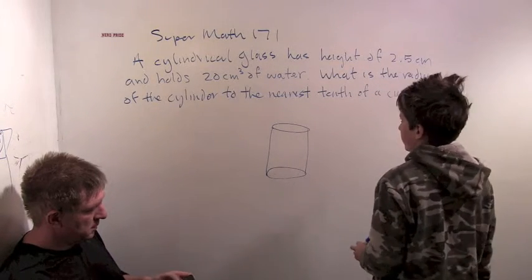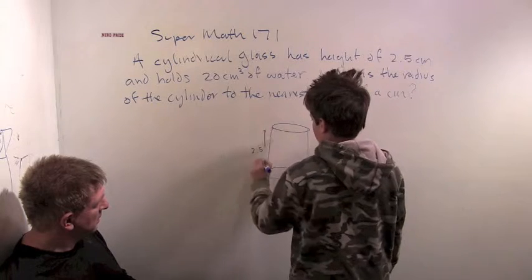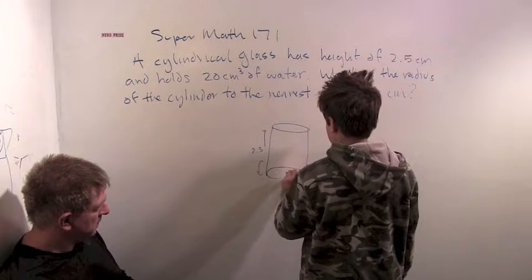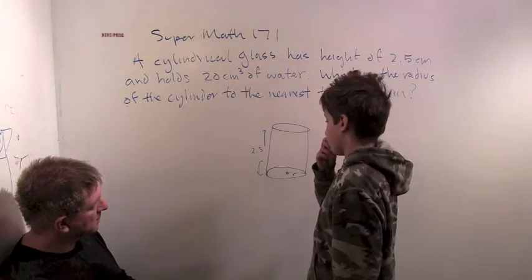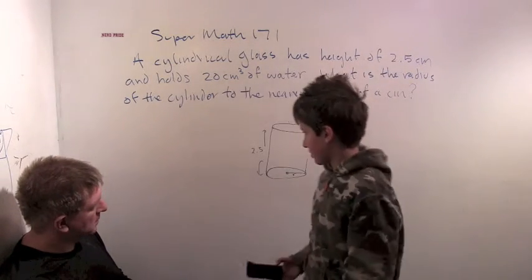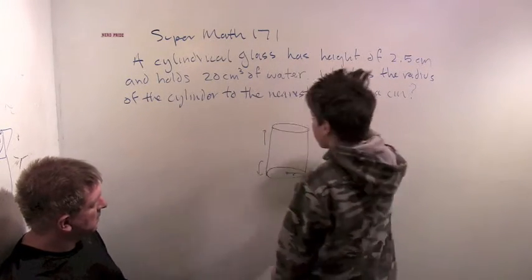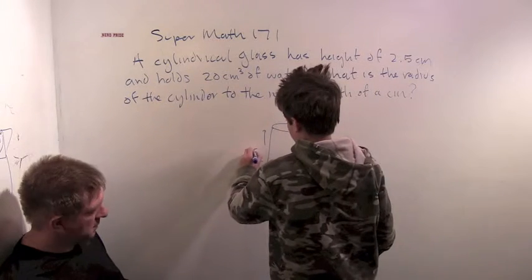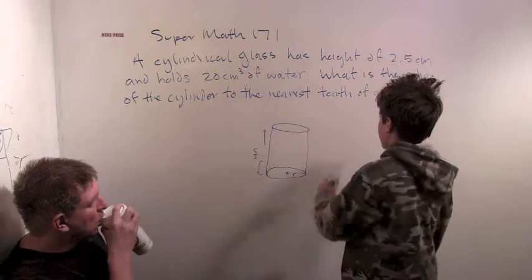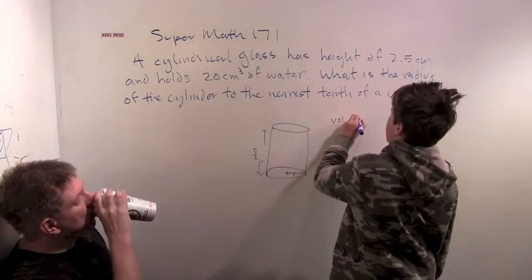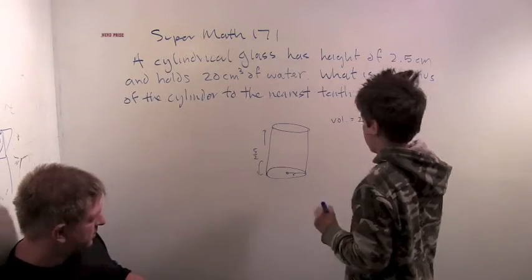So you have our cylinder, and it has a height of 2.5, and the radius we'll call r. I'm not sure if we're going to have to cancel anything or not, but if we do, I'm going to call 2.5 5 halves. That's fine. So the volume is 20. I'm just going to work without the units for now.